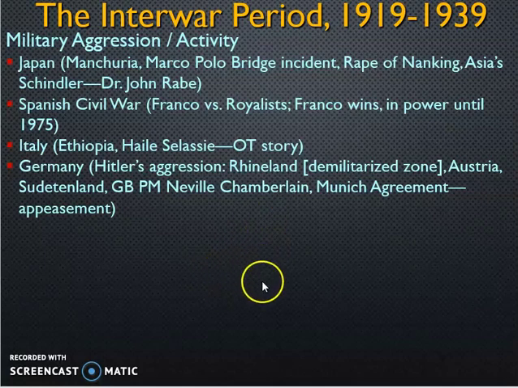Germany, you've got Hitler's moves. The Rhineland will be first. This is in '36. Nobody does anything. And then in '38 or '37, he'll take Austria without a fight. Then he'll take the outer rim of Czechoslovakia, which is called the Sudetenland.